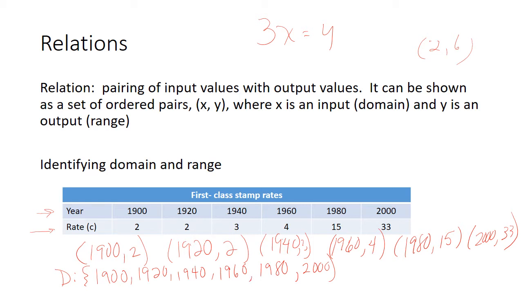Unlike in English where you would put the word and, you don't put the word and under your domain because this is math, not English. So our range is going to be 2. Now, I'm not going to put another 2 because I already have a 2. You only have to put the number one time. So our range is 2, 3, 4, 15, and 33.